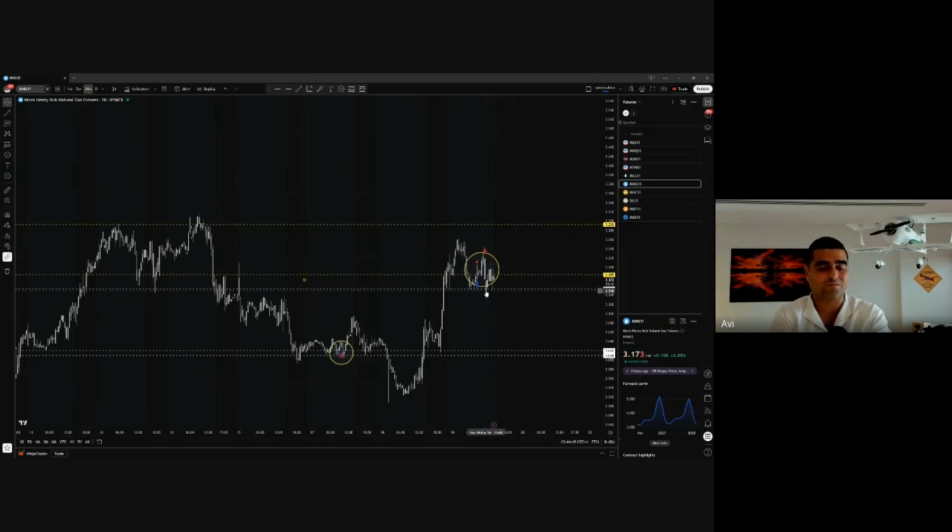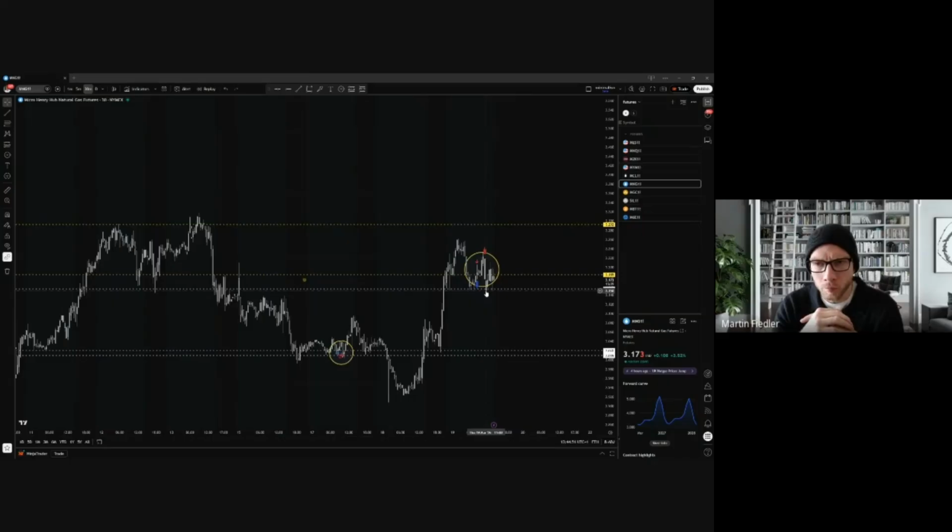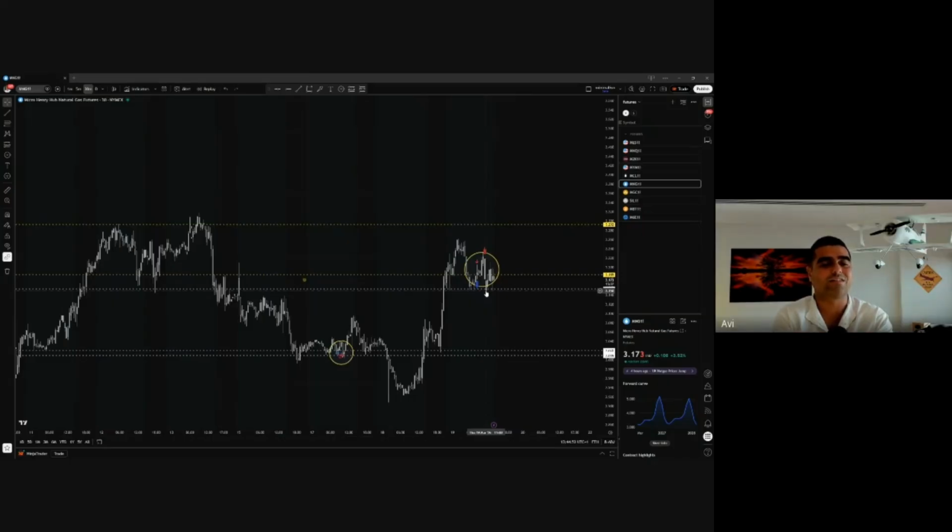So again, you want to look at the continuation setup and what that needs to look like. It needs to go in one direction and then consolidate. During consolidation, you want a long tail hammer, which sticks out of the consolidation. And then the entry, then the setup is there. Then you go for the small picture for the entry.